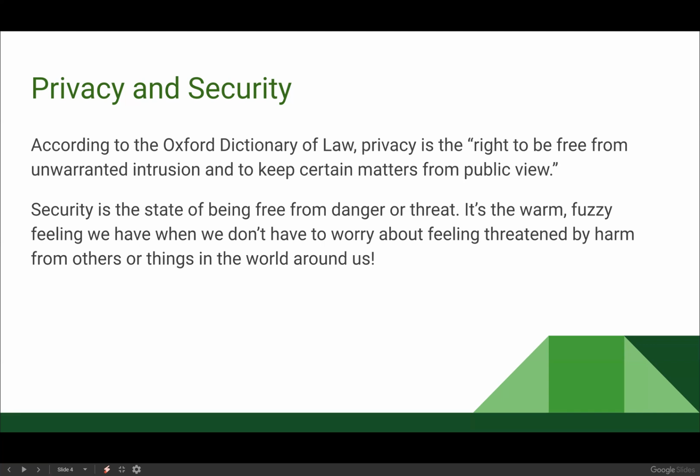And security is the state of being free from danger or threat. It is the feeling that we have when we don't have to worry about being threatened by harm from others or anything in the world around us. So we want to ensure that at least certain parts of users' data are kept private, and that all those things are secure, that they're not in danger of being read by other people or threatened in any way.